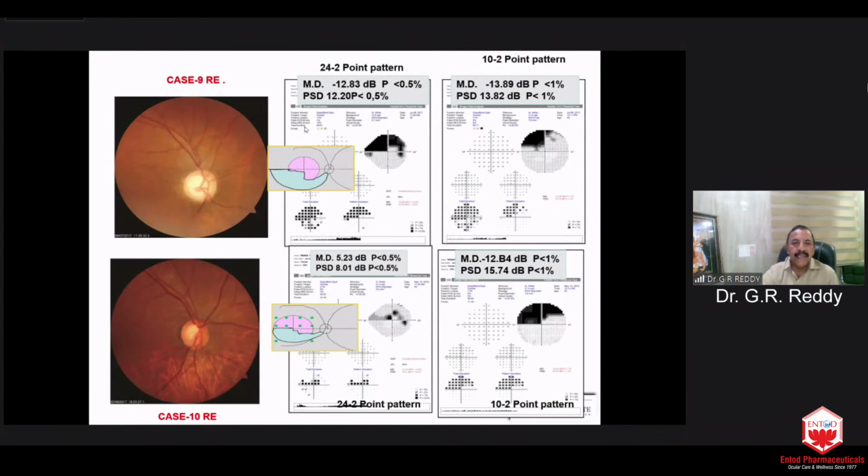By comparison, if you compare the 9th case and the 10th case, I told you the appearance of the disc is not proportionate to the field defect. Because here the 10-2 in both cases has almost the same magnitude of loss, but here the peripheral fibers are normal. Here the peripheral fibers are also involved, and see the color of the disc is very healthy. If you miss this nerve fiber defect, it may be mistaken as a normal disc in spite of a huge field defect. And here this is the difference.